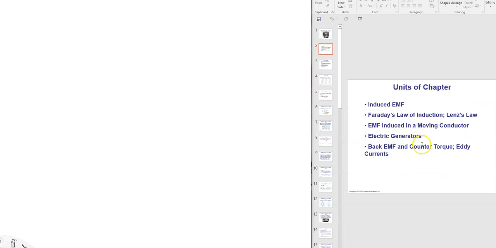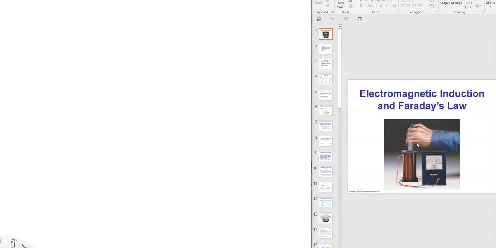GFCI, it's an electrical component in households. It's a safety device, ground fault circuit interrupter. So, going back, electromagnetic induction.